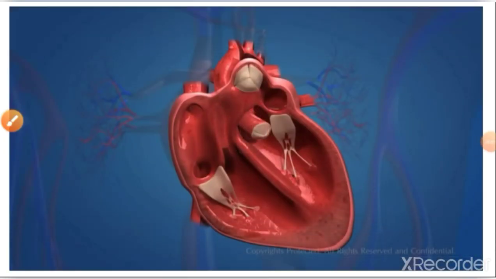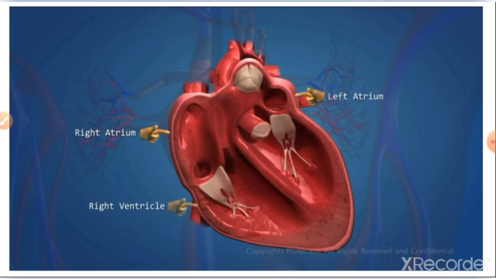Let's understand the working of the heart. The human heart has four chambers. The first chamber is the right atrium. The second is the left atrium. The third is the right ventricle. And the fourth one is the left ventricle. Apart from these four chambers, our human heart has four valves.